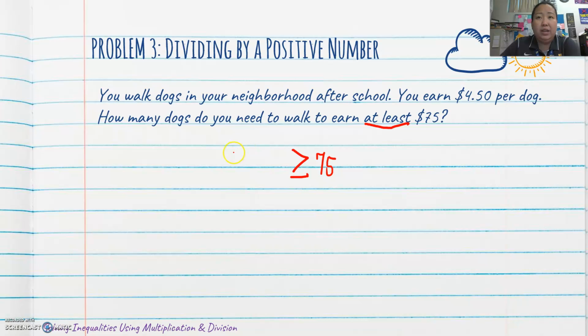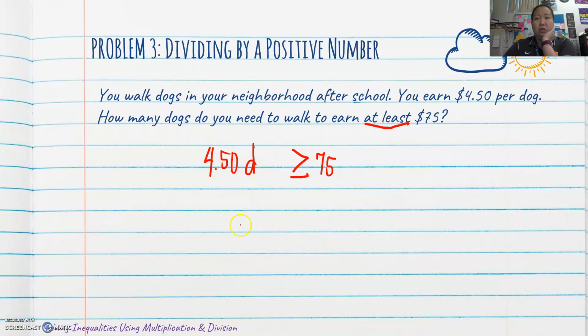So we will have an expression, scratch that, my bad. Let's get that erased. It's $4.50 per dog, and so that would be 4.50 times the dog. All right, so how many dogs do we need to get at least $75?